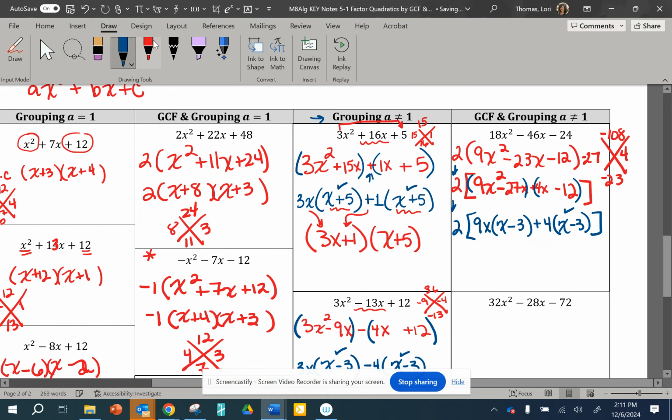We're going to have 9x plus 4 times x minus 3. So this quadratic trinomial has 3 factors, the GCF and the 2 linear binomials.